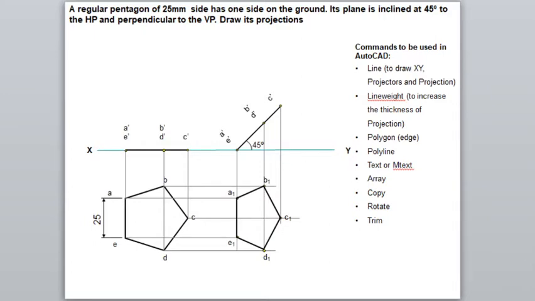I'm going to use the line command, the line weight command, polygon, polyline, mtext or text, array, copy, rotate and trim. So let us see how you draw this in AutoCAD.